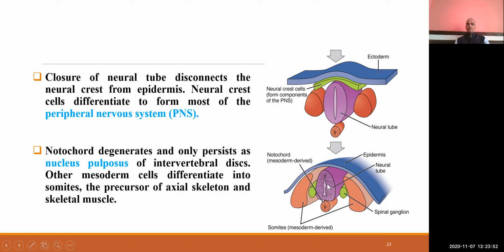Now the notochord degenerates and only persists as the nucleus pulposus of the intervertebral disc. And the other mesoderm differentiates into the somites. These are the somites, and also the precursors of the axial skeleton and skeletal muscle.